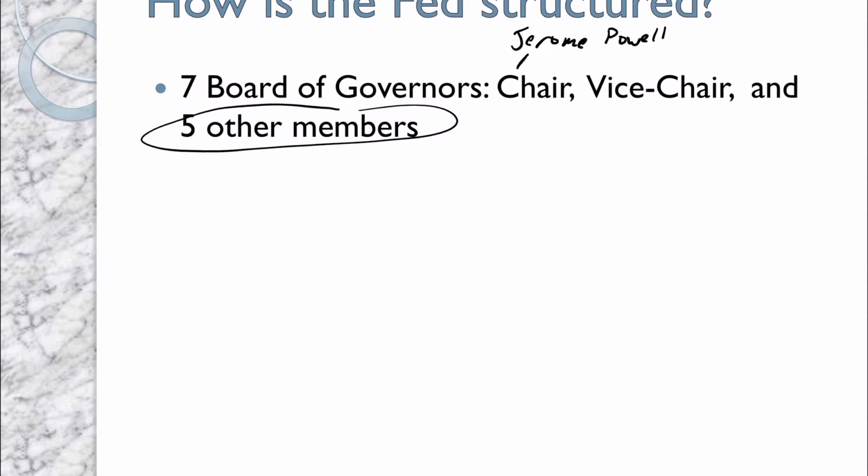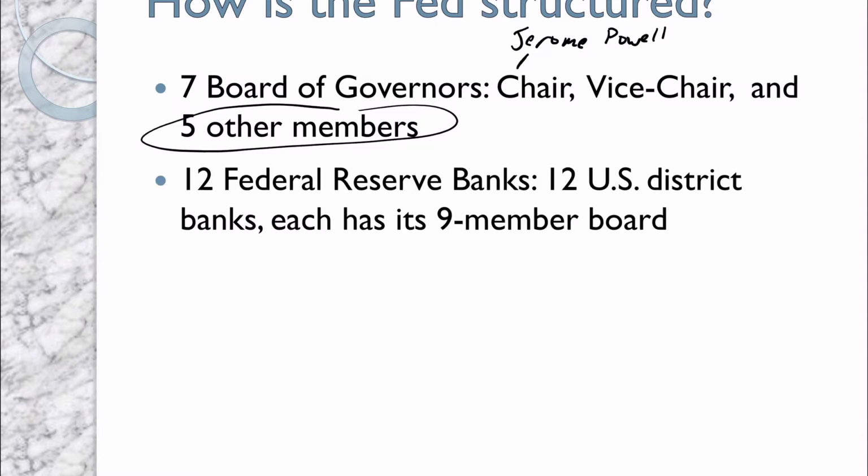The reason they have such long terms is so that one president can't influence the entire board of governors. Since they serve non-renewable 14-year terms, you don't have one president that can appoint all 7 members of the board of governors.